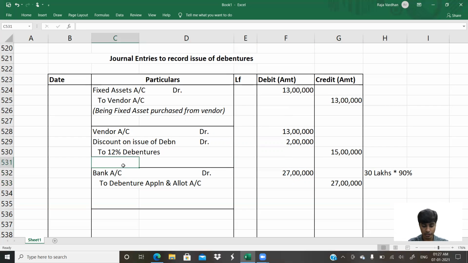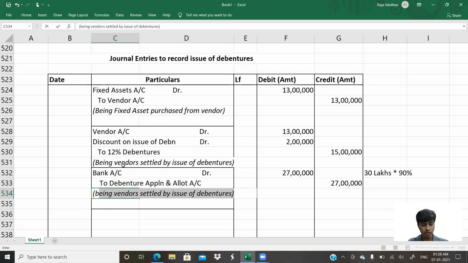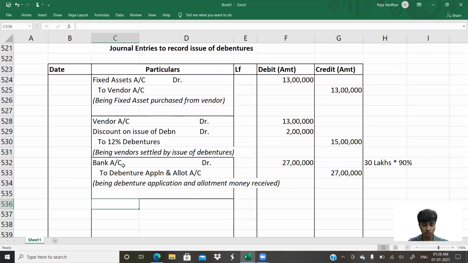Oh, I forgot the journal entry narration here. Being vendors settled by issue of debentures. What here? Being debenture allotment money received. What do we do? Now this debenture application and allotment money gets transferred to debenture account.